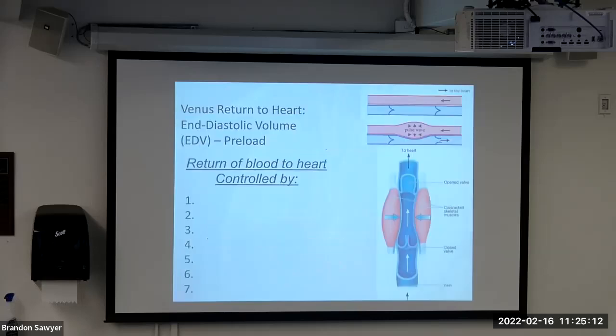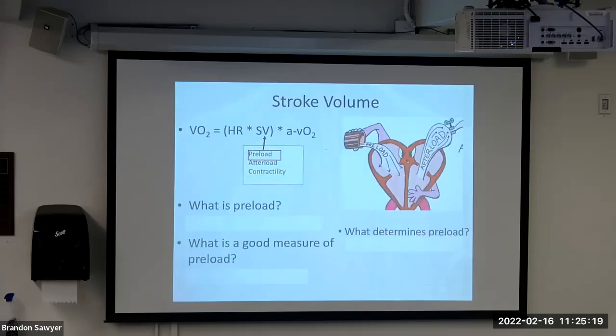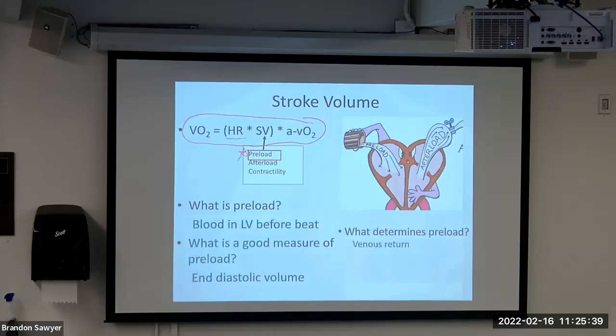Okay. All right. So let's go back to what we were talking about before, and let me put that slide up so we're all remembering where we were. We were talking about this Fick equation, right? And we're talking about how each of these factors increases in order to increase our VO2 when we go from resting up to a maximal VO2, okay? We dealt with heart rate. Then we just started talking about preload, okay? And we said that the determinant of preload was venous return, right? And it can be measured by end diastolic volume.